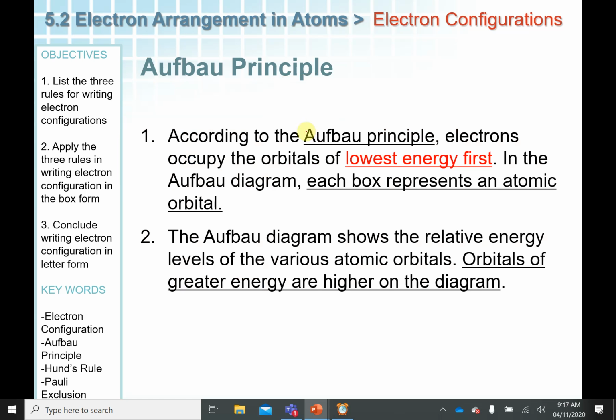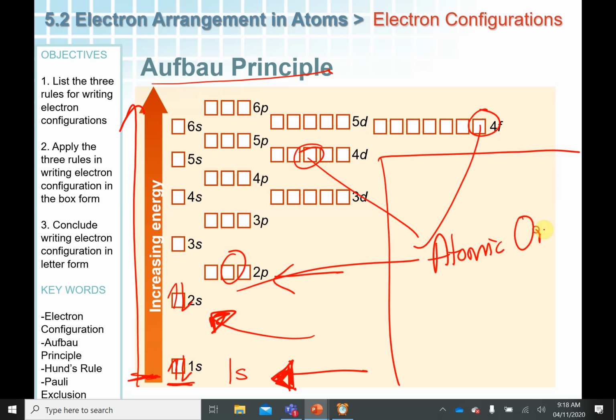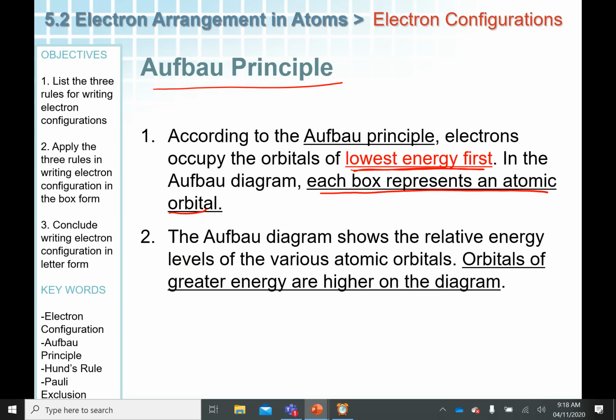So this is simply a summary of Aufbau's principle to tell us the main points. Electrons occupy the lowest energy levels first, and each box represents an atomic orbital. Can you see these boxes? All these boxes represent what? An atomic orbital. And each atomic orbital carries maximum 2 electrons. So each orbital carries 2 electrons.